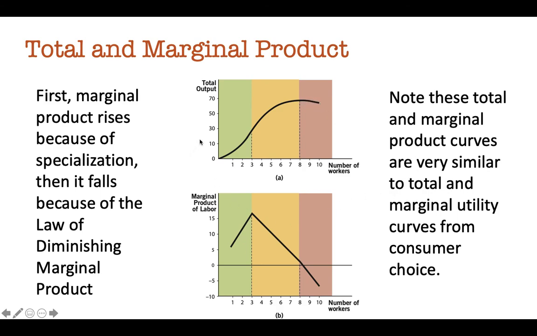So the relationship between total output and marginal output or marginal product, right? Output, product, same thing, is very similar to the graphs we see for marginal and total utility. So the concepts resemble each other a lot.